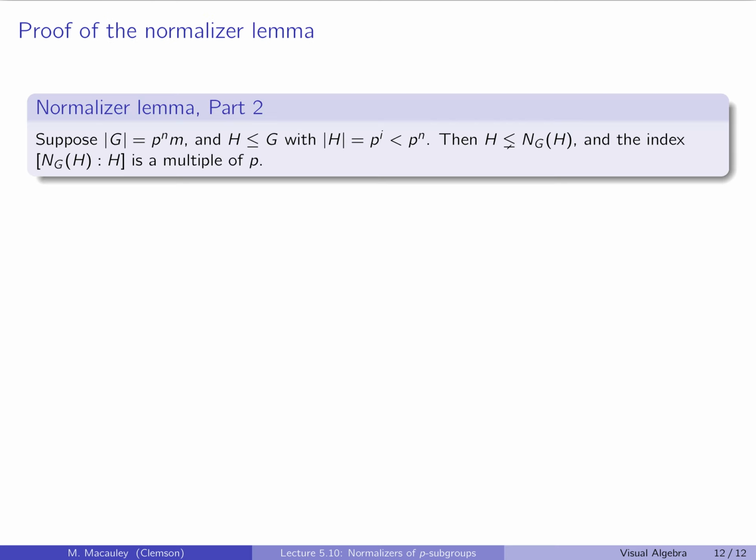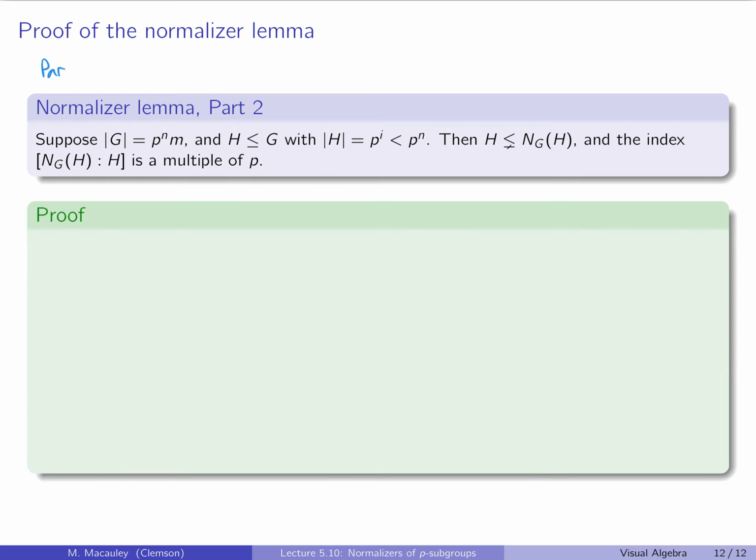Okay, so let's state the normalizer lemma one more time. If we have a p-subgroup H that is not maximal, then its normalizer is strictly bigger, and the index of it in its normalizer is a multiple of p. Let me remind you what part 1 says, because we will use that directly. It just says that the index of H in the normalizer, mod p, is the index of H in G. And remember, that's a special case of the so-called p-group lemma.